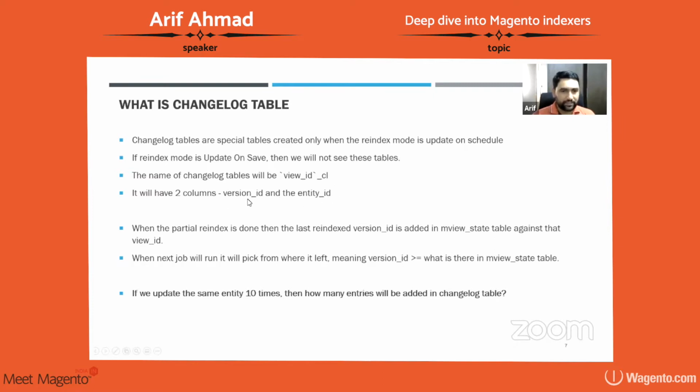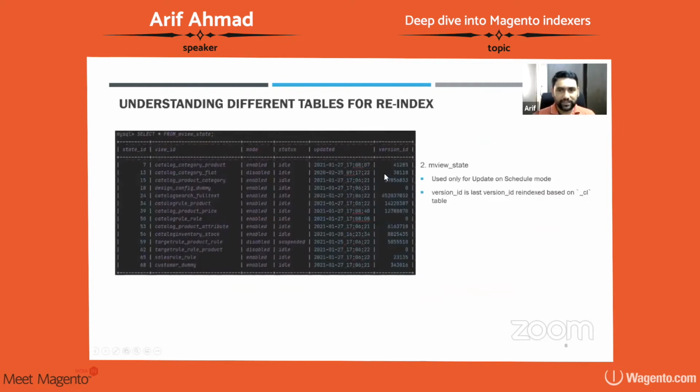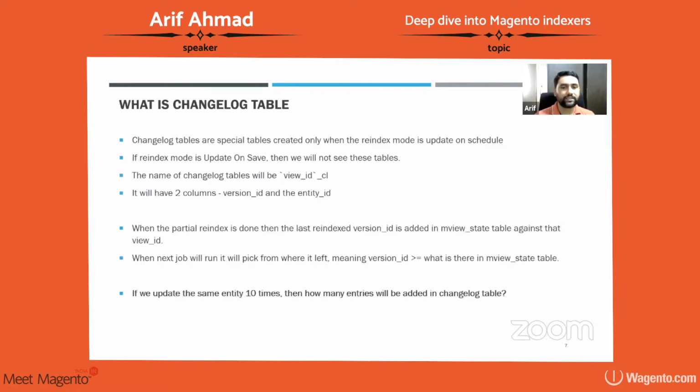As I was saying, this is very important. Whenever the reindex is done, the version ID is updated in this table based on up to what point we did the reindex, so that when the next cron runs, it will pick up from where it left off.